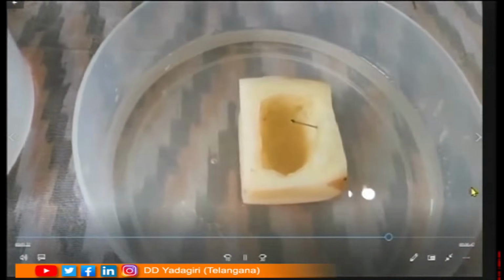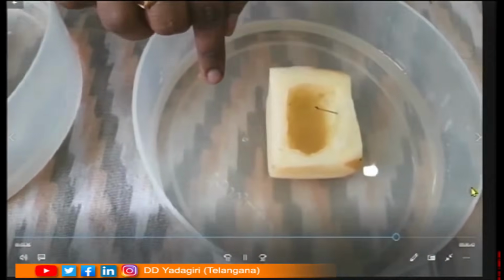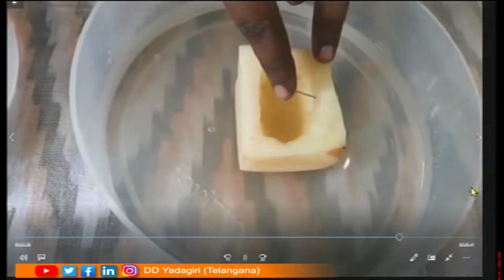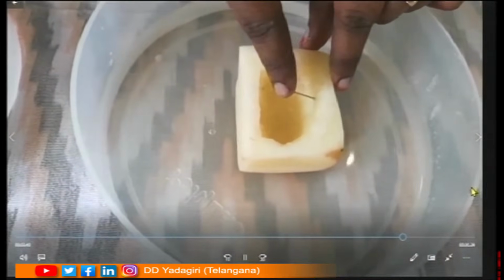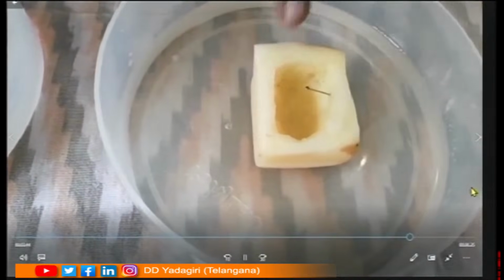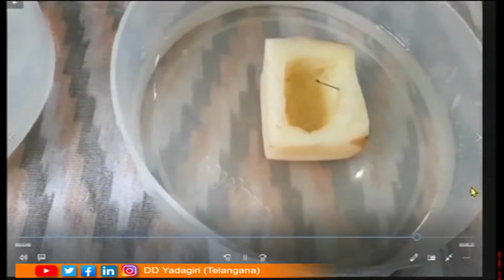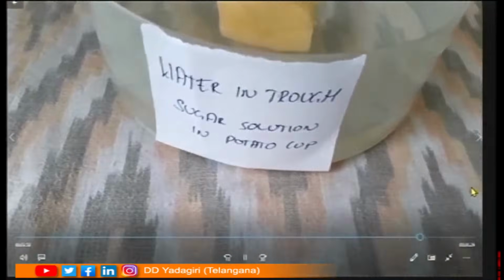Children, you can clearly see the water in the potato cup has moved towards the sugar solution. See, this was the pin which I pierced to see the level of the water. Now there is no water left. That means the water in the potato cup has moved towards the sugar solution. Now coming to the second bowl.